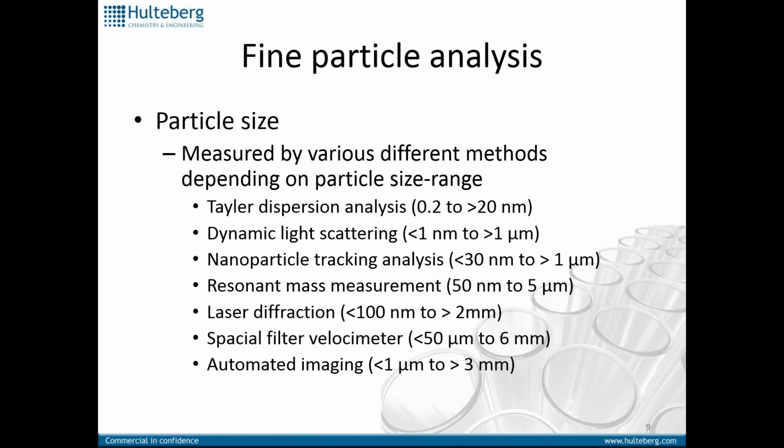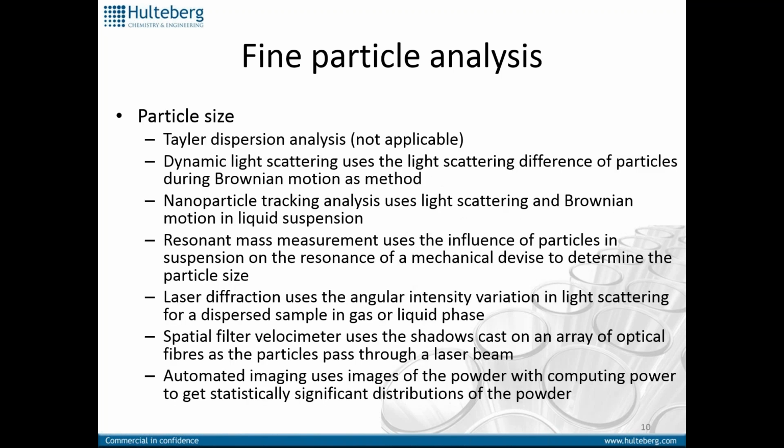Particle size is the first thing that we can measure on a catalyst. It relates to measuring the size of a powder. There is a wide range of techniques. This is an important area for many different reasons, not just in catalysis. We can use Taylor dispersion analysis, DLS, nanoparticle tracking analysis, resonant mass measurements, laser diffraction, spatial filter velocimeter, and automated imaging. And the first one, Taylor dispersion analysis, is not applicable in our case.